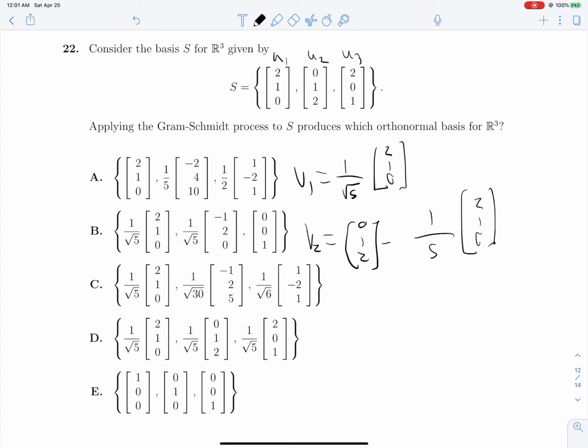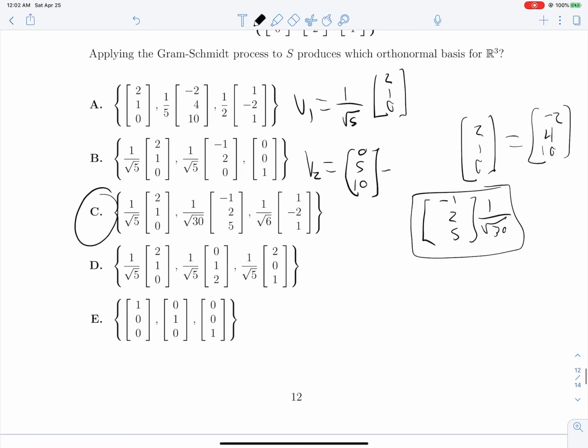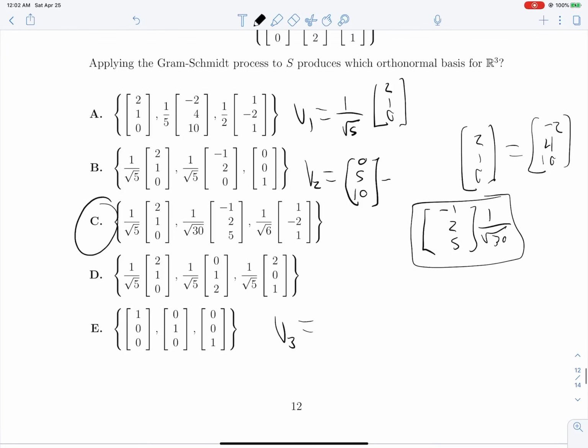Since we're normalizing this in the end, it doesn't matter what factor we multiply everything by. Let's multiply everything by 5. We get 5, 10 here, so we can get rid of that. And this is equal to negative 2, 4, 10. We can simplify that down to negative 1, 2, 5. And the magnitude of this is what? 1 plus 4 plus 25 is 30, so root 30. There is our second one, and we already know our answer there because that's the only one that has the 1 over root 30 that we're looking for, and it already corresponds with V1 correctly. But let's find V3 just for the hell of it.